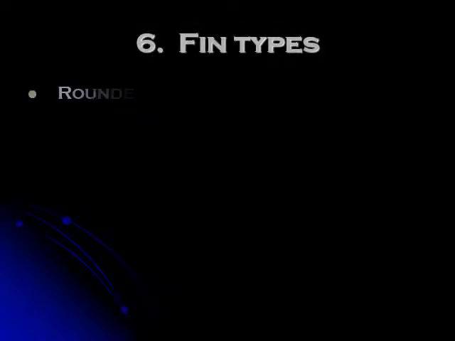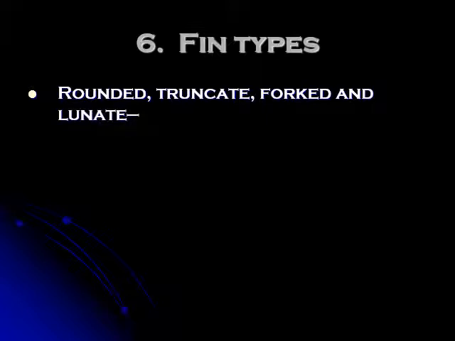Hey guys, we're going to continue with bony fish today, and we're looking at different types of fins. You have a picture in your notes showing that we have rounded, truncate, forked, and lunate. These are various types of fins, and you'll notice that all four of these are symmetrical, meaning that they have the same shape on the top of the fin as they do on the bottom of the fin.